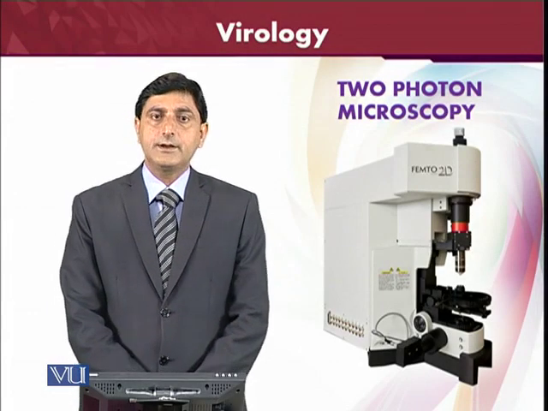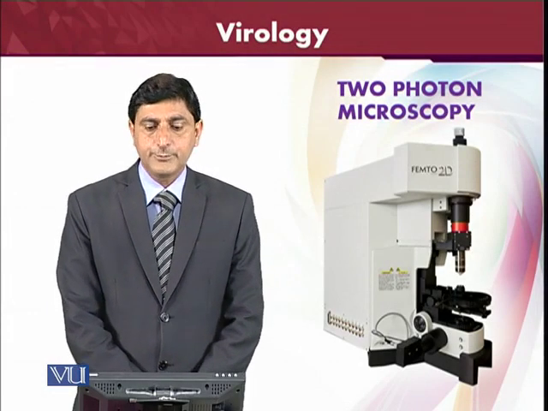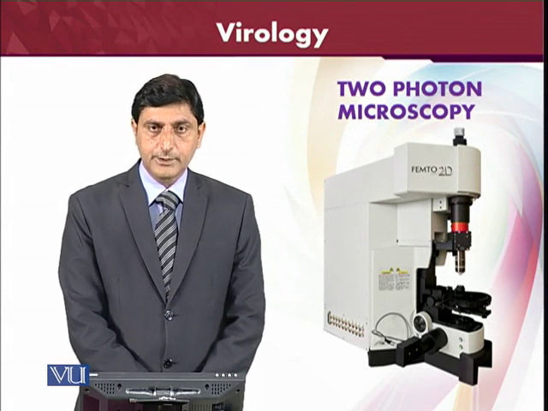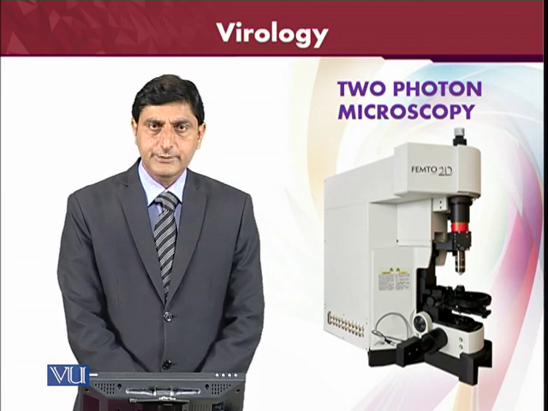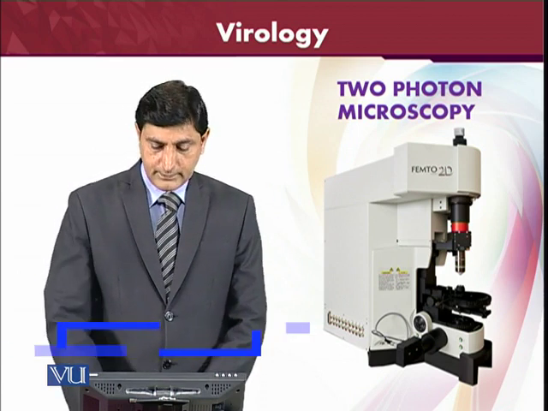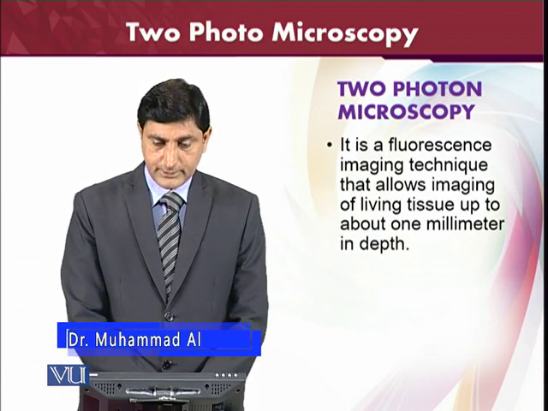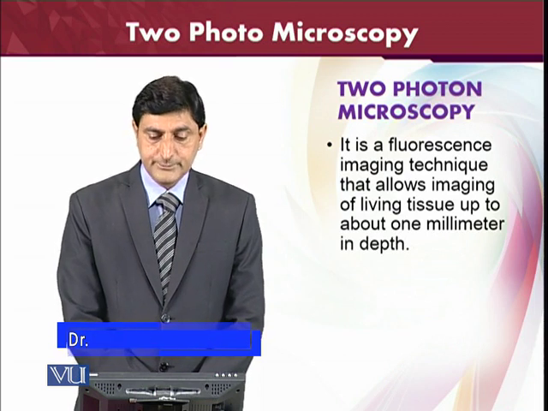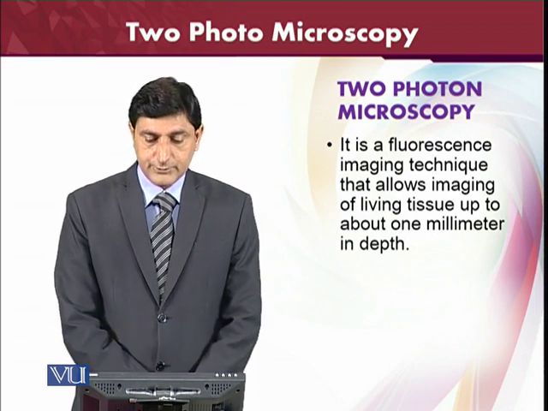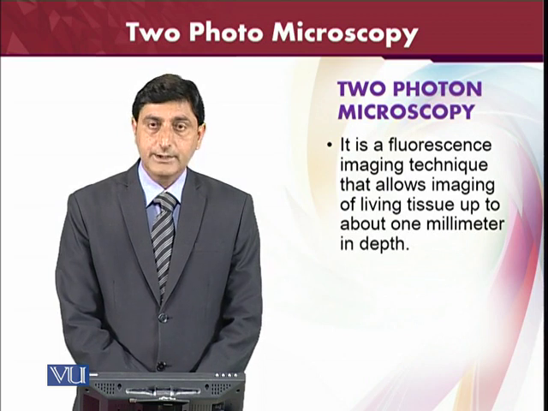Now we will study another interesting type of microscope, which is called two-photon microscopy. You can see in the figure, it is a really compact and complex type of microscope, and it is based on photon microscopy. Two-photon microscopy is a fluorescence imaging technique that allows imaging of living tissues up to about 1 millimeter in depth.